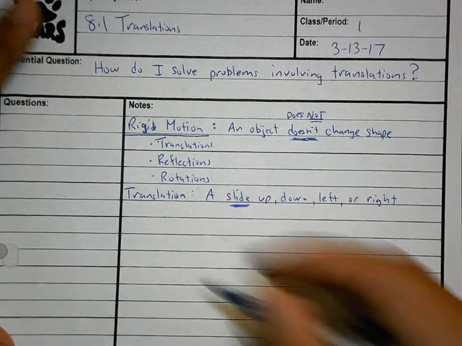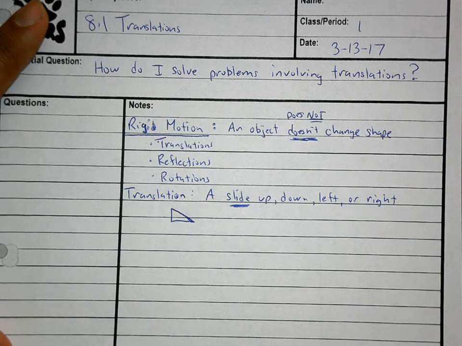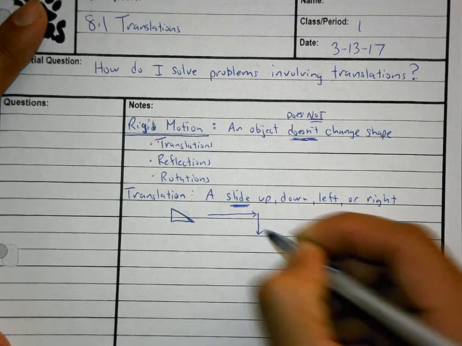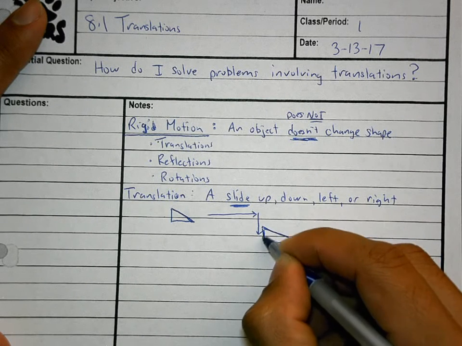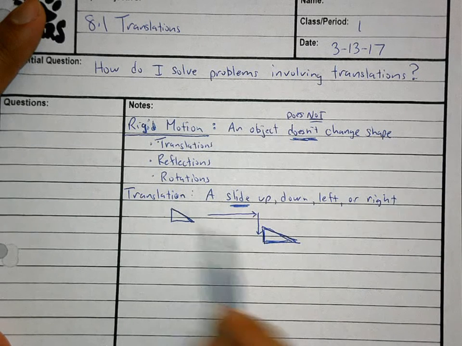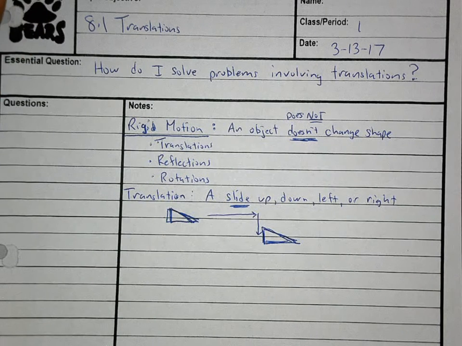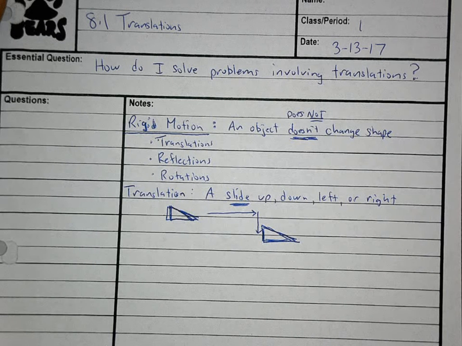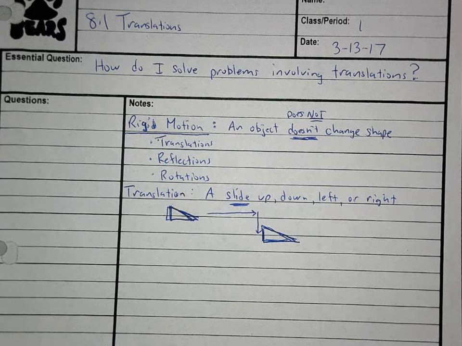For example, if I had an object that looked like this, and it went and moved this way, then this way, it would still be pointing the same direction. It's supposed to be the same size shape. Try to make it the same size. That's a translation. A translation is a slide, either up, down, left, or right, and it can go right and down. It can do any combinations of those things.